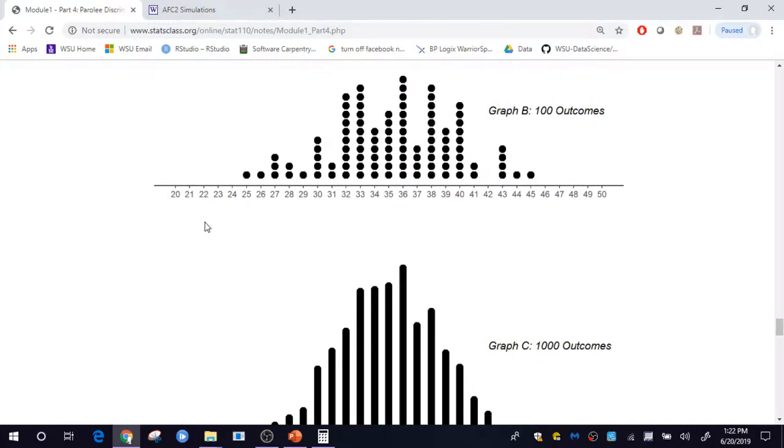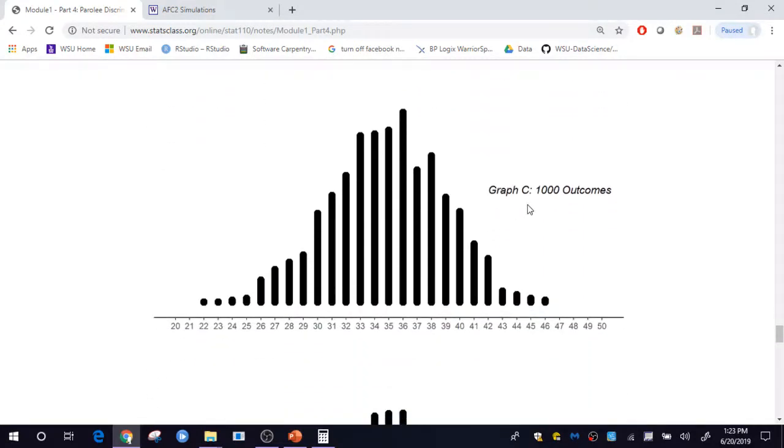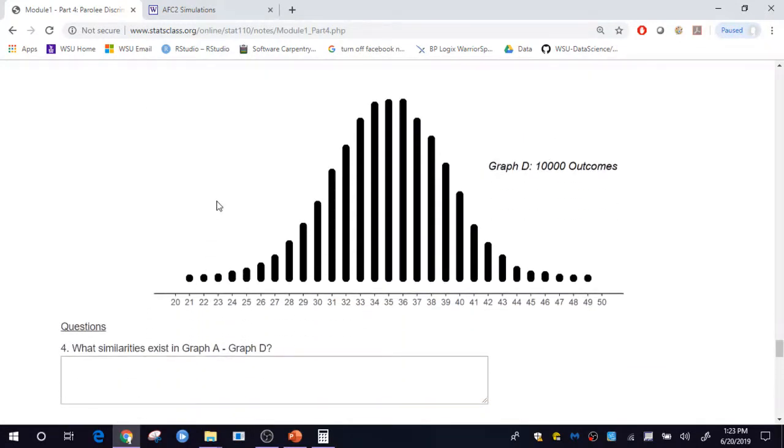So what your friend is proposing is that anything that is lower than the smallest value on the graph is going to be an outlier. So if I use this picture right here with 100, that rule would say that 24 and anything less than 24 would be an outlier. But if I use 1,000 observations, then I'd have to change that rule to 21 or anything less than 21 would be considered an outlier. If I use the 10,000 outcomes, then I'd have to use anything that's 20 or less to be considered an outlier.